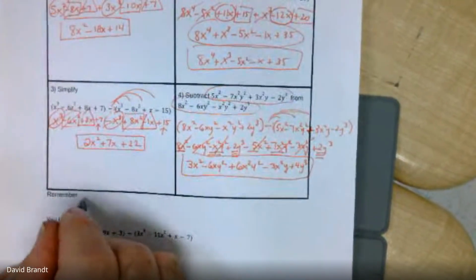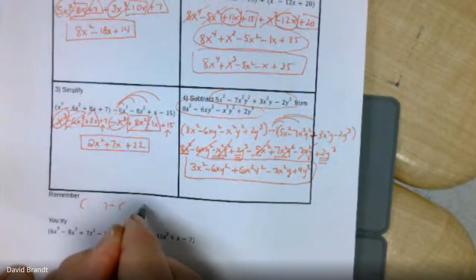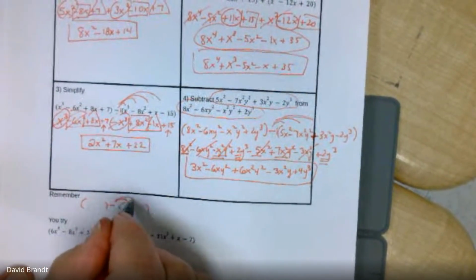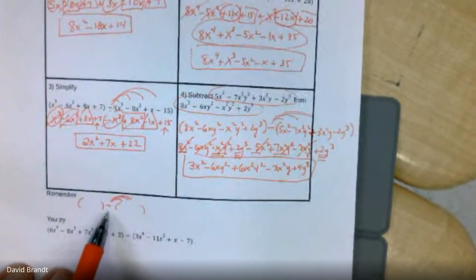Now, what do we need to remember? I guess we need to remember that a minus in between, we have to distribute the minus. All right. That's something that you need to remember. If you have a minus in between, distribute the minus.